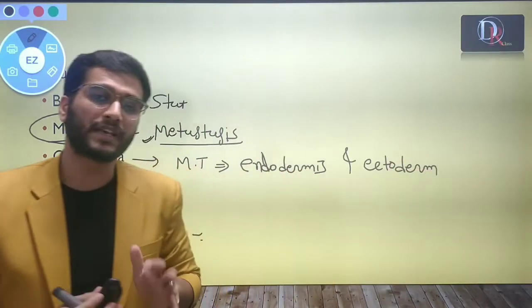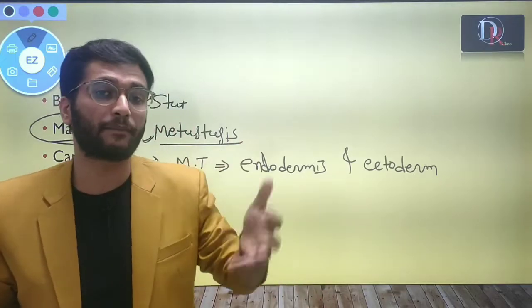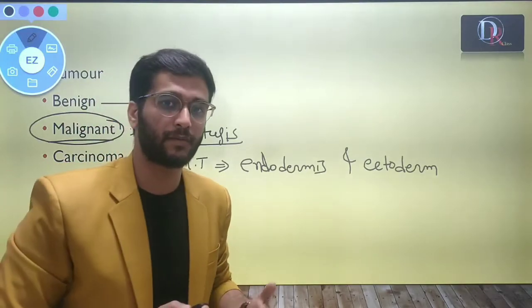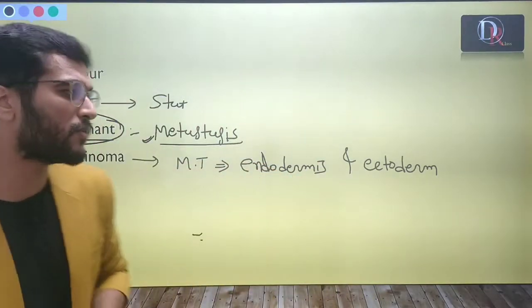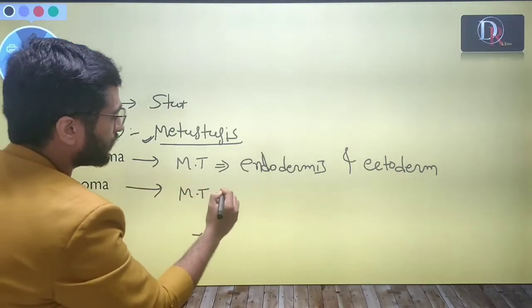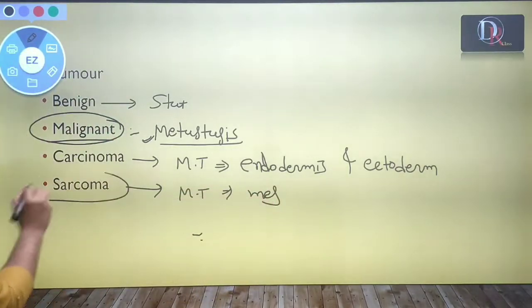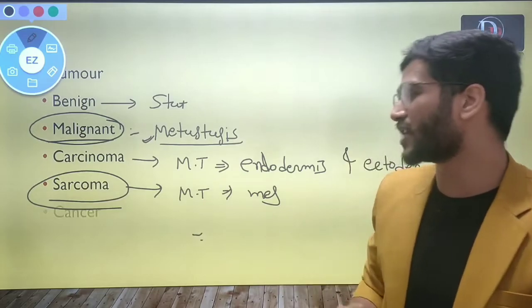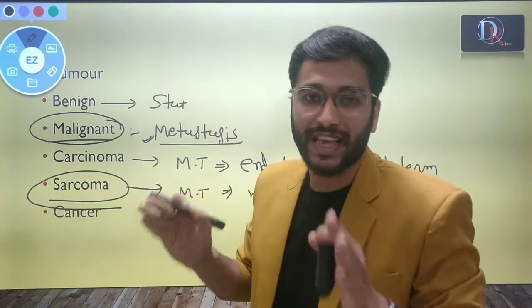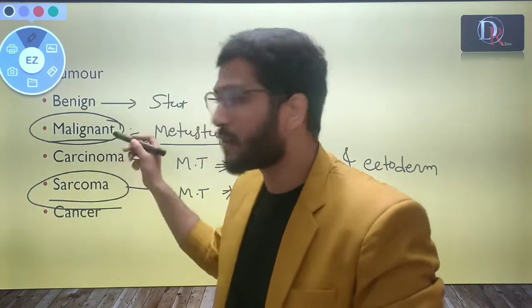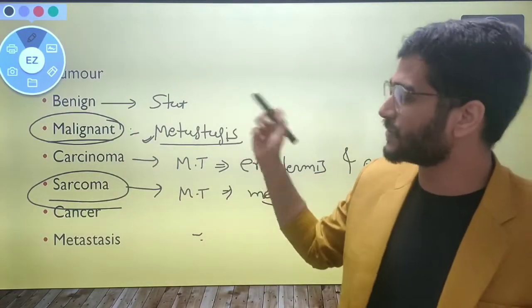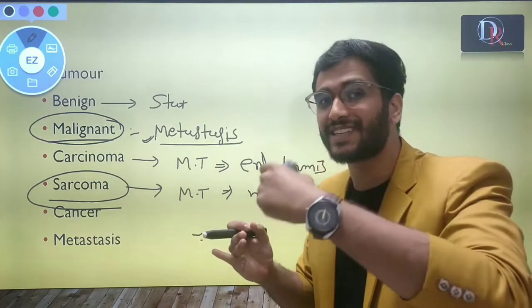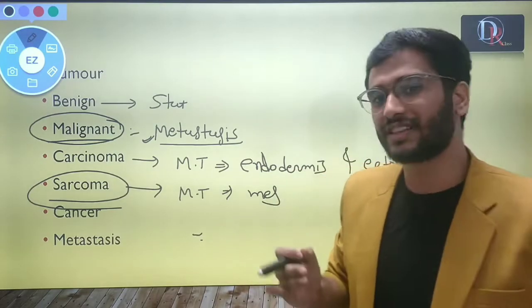the ectoderm. So basically carcinoma is the malignant tumor of epithelial tissue, right? Because all epithelial tissues are developed from the endoderm and ectoderm. What about the mesoderm? The malignant tumor of mesodermal origin is known as sarcoma. The next one is cancer. Cancer is the combined term for all malignant tumors, right? Metastasis we already discussed, that metastasis is nothing but the spreading property of a cancerous or tumorous cell from one side to another.